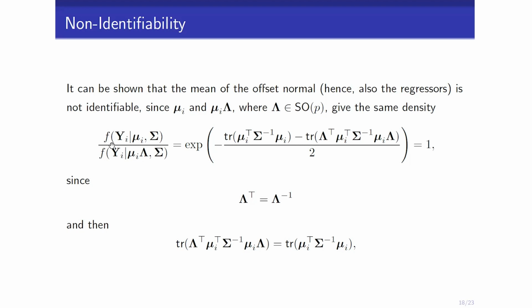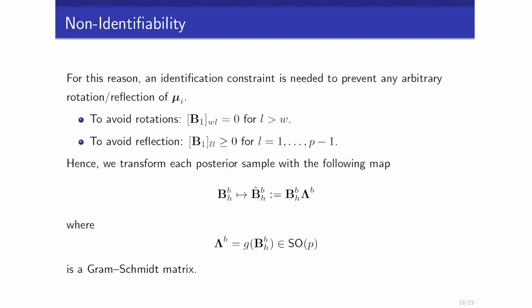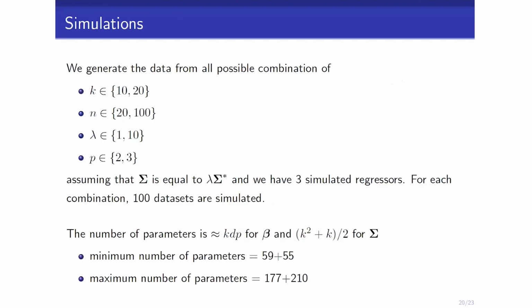What I did is just try to compute the ratio between the density of the original data with some vector mean and covariance and the density of the original data when I rotate the mean. And it can be shown that this ratio is equal to 1, which means that you cannot identify the parameters. So you have to fix some parameters. The basic idea is if you have an intercept in your model, you say that one of the intercepts is always positive and the regressors associated to the intercept are always 0. So you cannot rotate anymore, because if you rotate something, the intercept will change value. It will be different from 0, so you cannot rotate anymore. And by assuming that one intercept is always positive, you cannot reflect it anymore, because from positive it would become negative. So you have to apply some transformation just to do that.